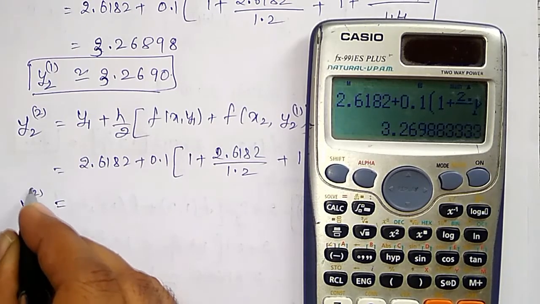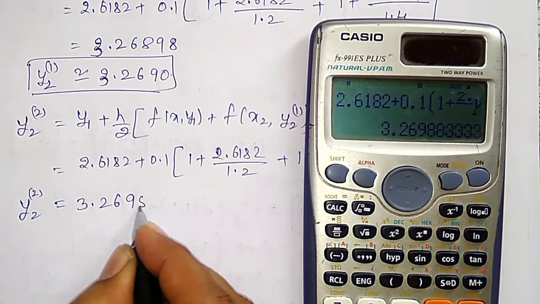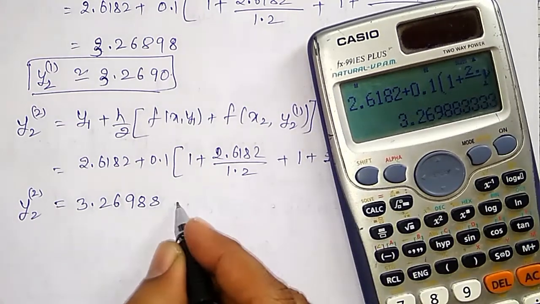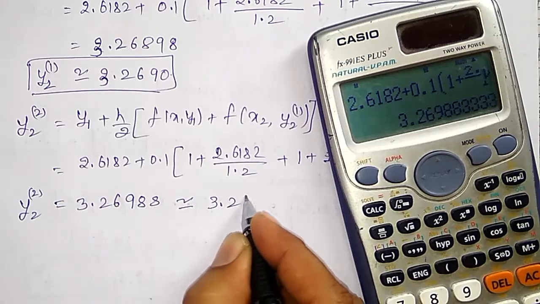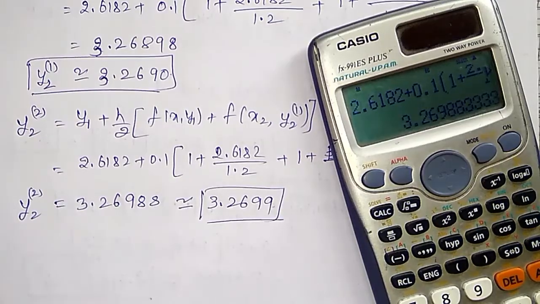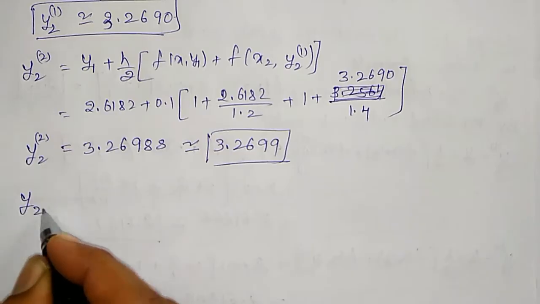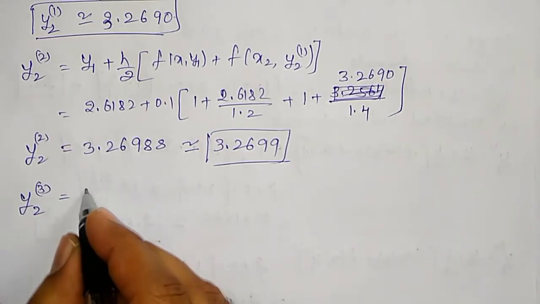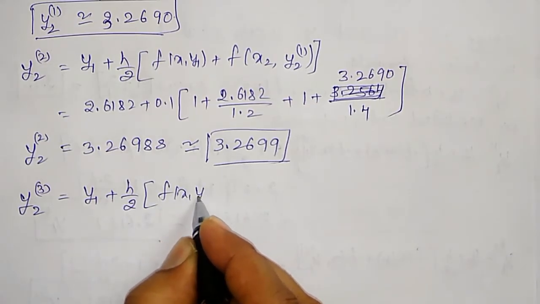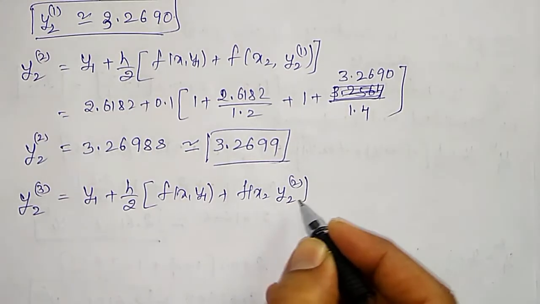y2 second approximation 3.2698. Okay, 8 is there, therefore approximately I can write it as 3.2699. This is the second approximation, but they have mentioned up to 3 modifications I have to carry out. Therefore y2 third approximation equals y1 plus h by 2 into bracket f of x1 y1 plus f of x2 y2 second approximation I have to use.